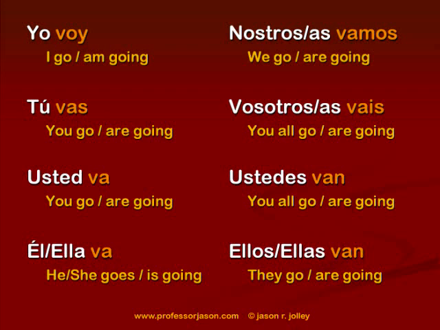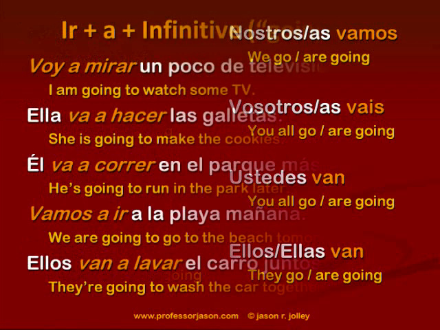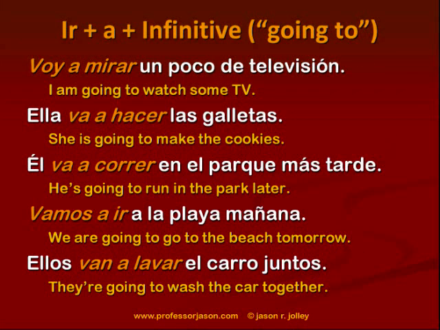Okay? So, on the next slide, let's take a look at some examples of how to use going to, or the ir plus a plus the infinitive construction. We're just going to convert the same examples we saw a couple slides ago when we looked at the English examples. So if I want to say, I'm going to watch some TV, I would say, voy a mirar un poco de televisión. Voy a mirar, taking the verb ir, conjugating it into the present form for yo, voy a mirar. If I want to say, she is going to make the cookies, it would be, ella va a hacer las galletas. Va a hacer las galletas.